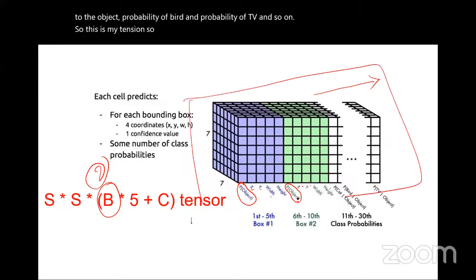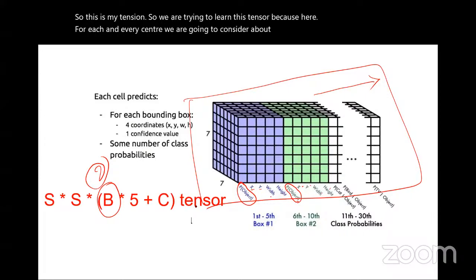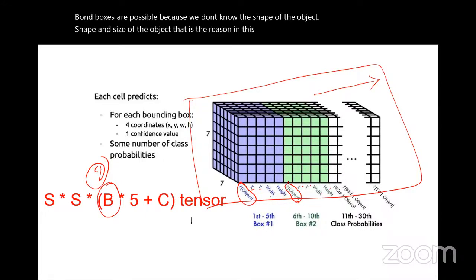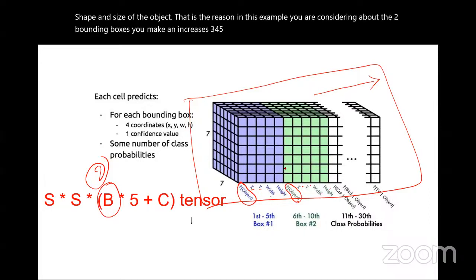We are trying to learn this tensor, because for each and every center, we consider a finite number of possible bounding boxes, since we don't know the shape and size of the object. That is the reason in this example we are considering two bounding boxes. You can increase this to 3, 4, 5. But as we increase the number of assumptions, the complexity increases.